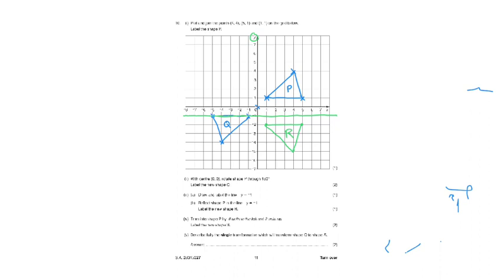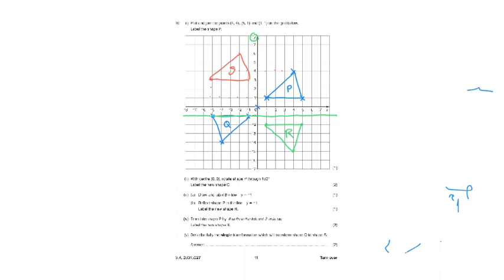Translate P, 6 units to the left and 2 units up. So 6 units to the left, let's go in a different colour. 1, 2, 3, 4, 5, 6, and 2 units up, 1, 2. So that's going to be a new corner. No, that's not so neatly drawn. Label the new shape S, but let's just check. 1, 2, 3, 4, 5, 6, and 2 units.